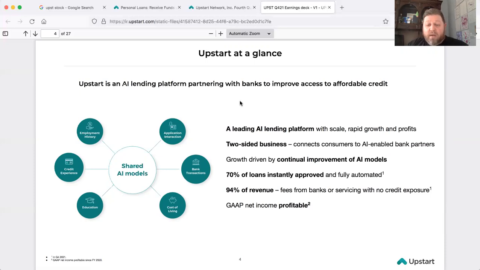70% of loans are instantly approved and fully automated. They actually go on to say here later on that fully automated means that no one ever has to actually be involved. It just gets a yes automatically in the system.